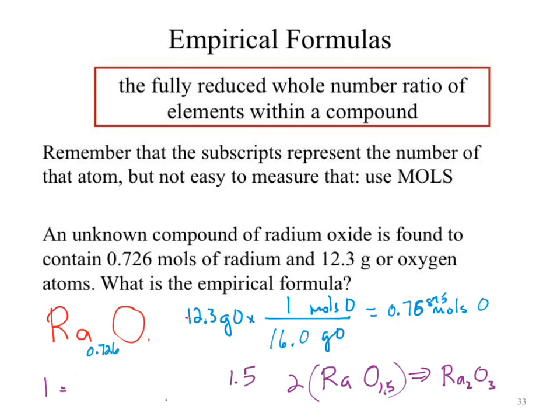Okay, so if our radium came out at 1 and our oxygen came out at 1.5, right? Our empirical formula would come out as Ra2, or radium 2, oxygen 3. Does that make a little more sense to you now, Pierre? And then, what do you mean by balanced?